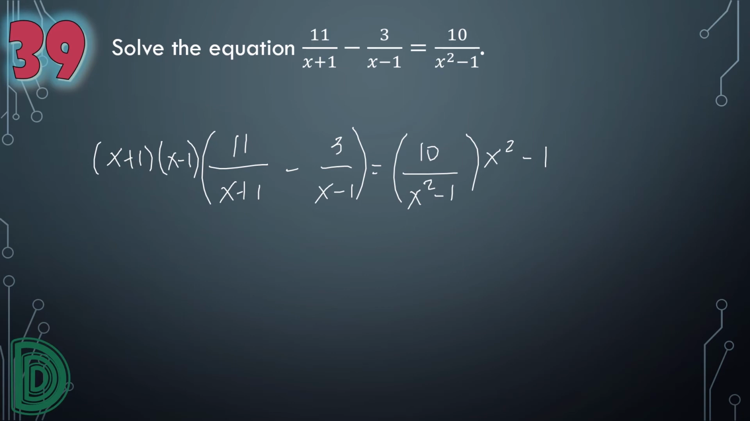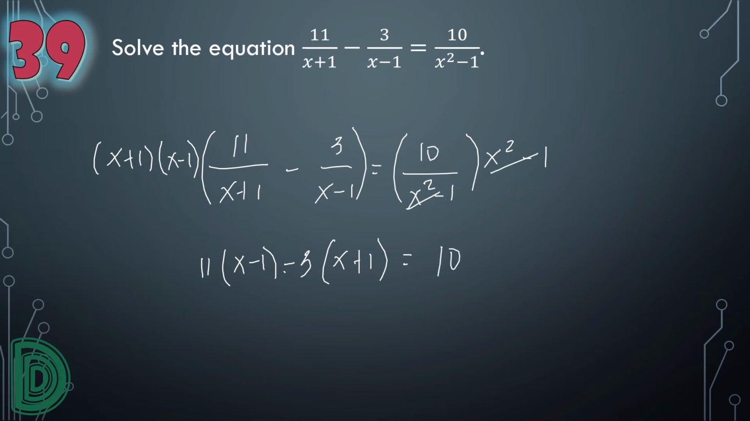Then in the first term we will have 11 times x minus 1. In the second term, x minus 1 cancels. That's x minus 1 over x minus 1 equals 1. So we'll have negative 3 times x plus 1. And then in the right hand side of the equation, x squared minus 1 over x squared minus 1 is equal to 1. Therefore, we have 10.